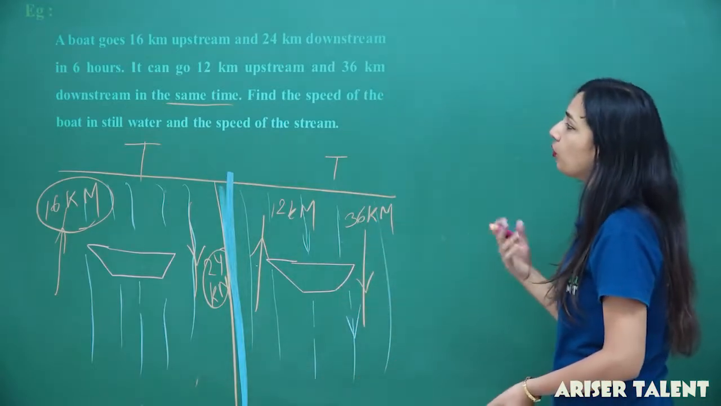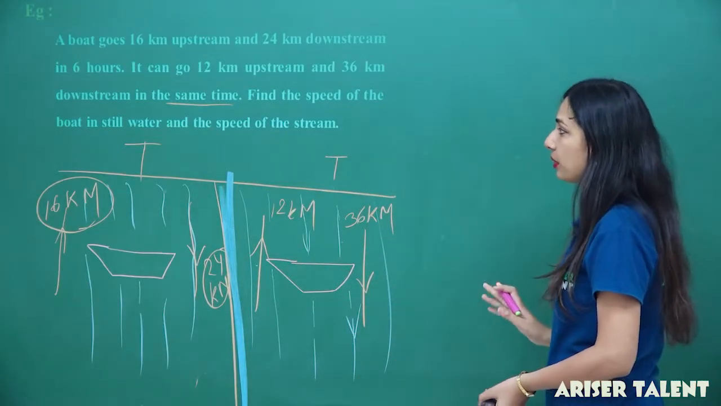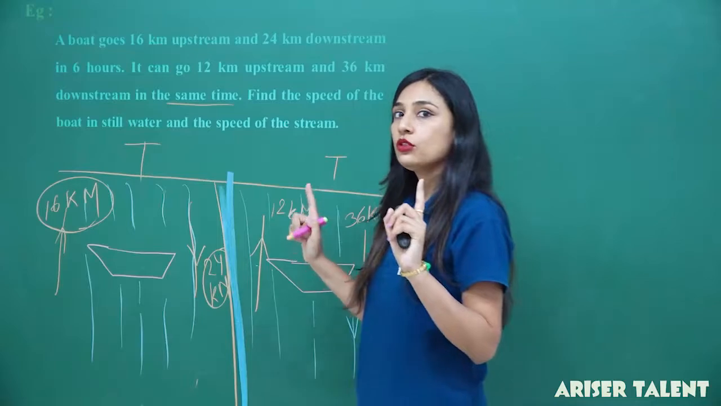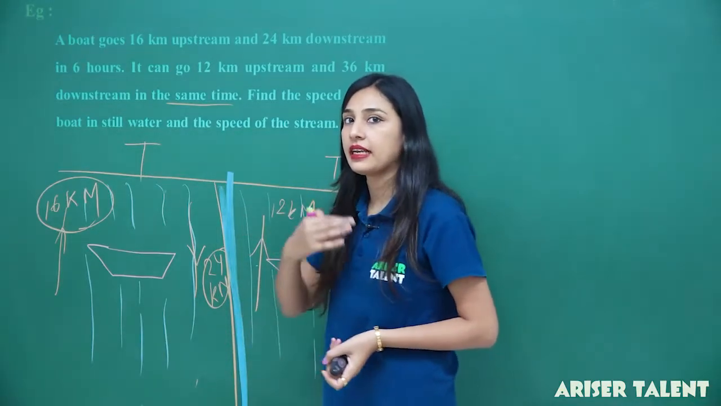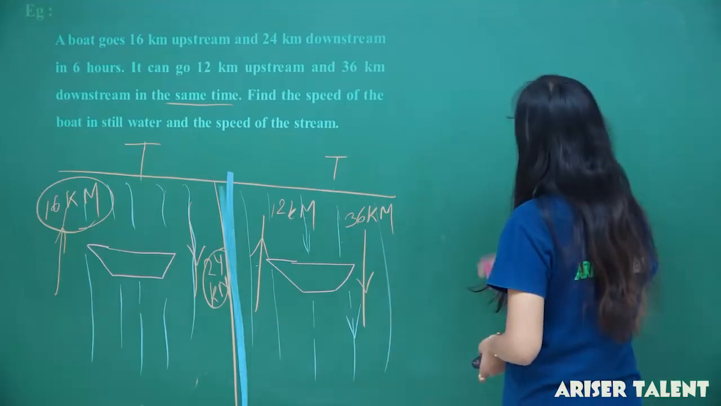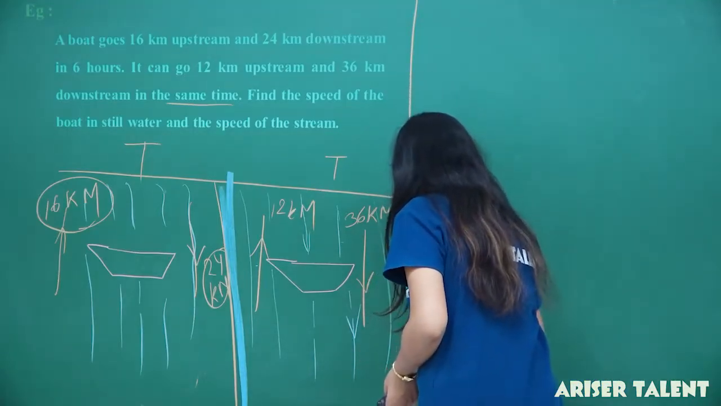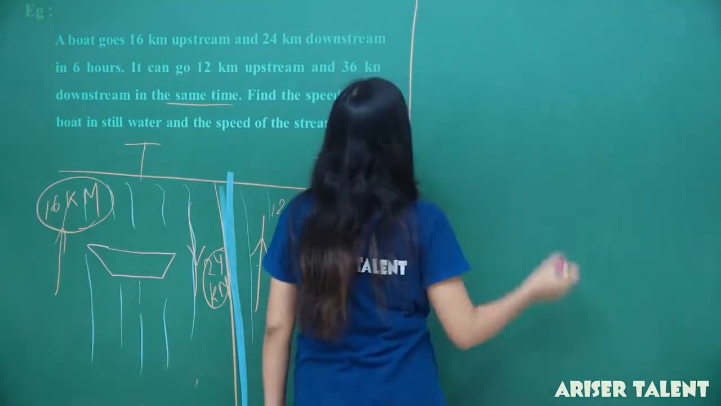Find the speed of the boat in still water and the speed of the stream. So we have two unknowns here. Let's suppose one is x and the second is y. Let's talk this way. So, solution part, students.